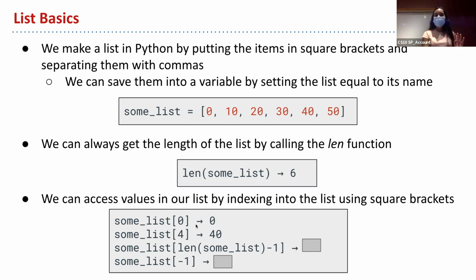But yeah, so does it make sense why item 4 is 40? So it'll be like item 0, item 1, item 2, item 3, and item 4. Does that make sense? Okay, awesome.